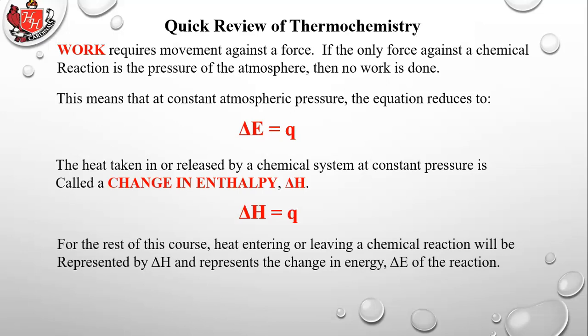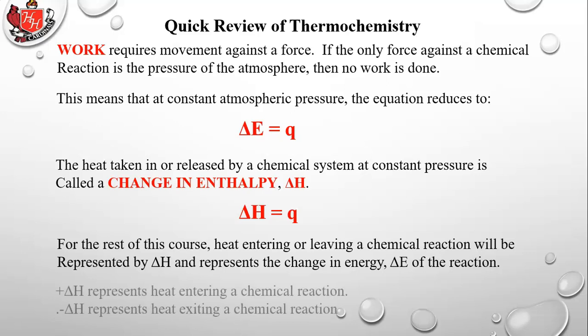For the rest of this course, heat entering or leaving a chemical reaction will be represented by delta H and represents the change in energy, delta E, of the reaction. So if we know the heat going into a reaction or coming out, we know the change in energy, and that energy comes from the chemical reaction. Therefore, we can know how much energy is being produced by a chemical reaction by measuring the heat. Positive delta H represents heat entering a chemical reaction. Negative delta H represents heat exiting a chemical reaction.